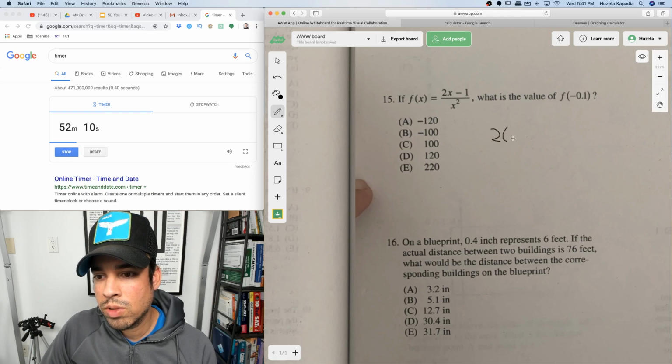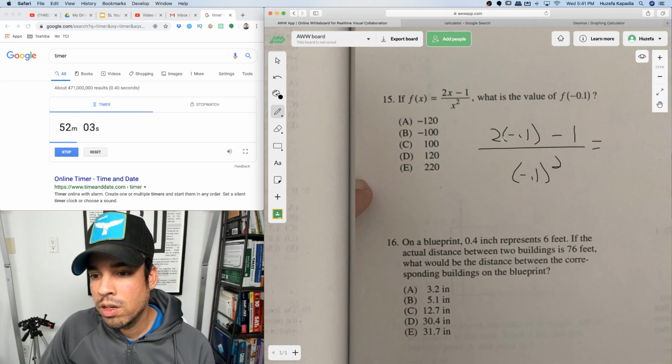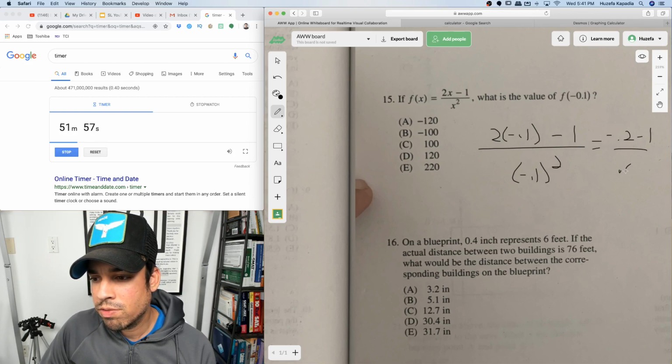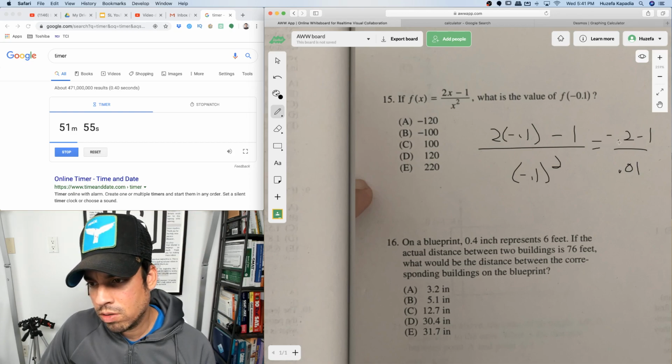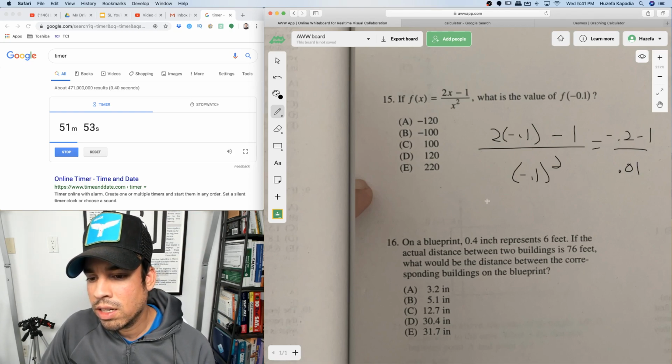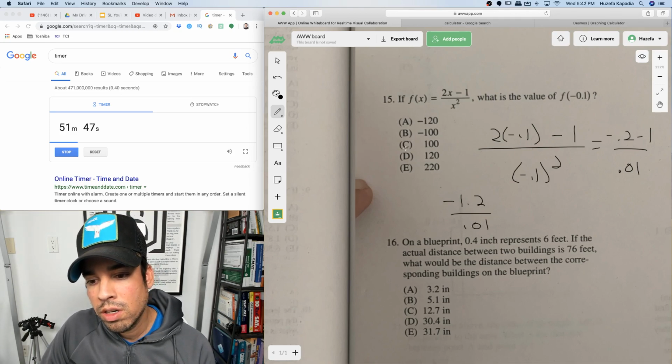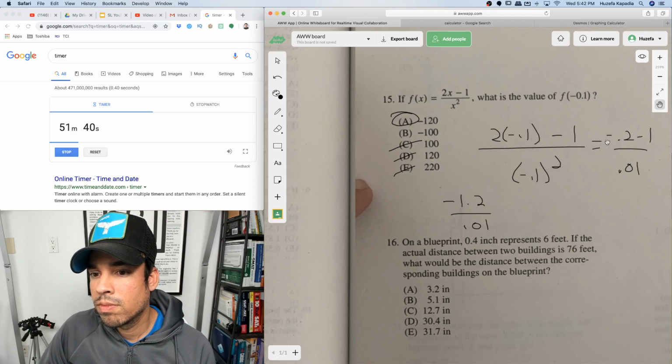So it's 2 times negative 0.1 minus 1 over negative 0.1 squared. 2 times negative 0.1 is negative 0.2 minus 1 over that squared, which is positive 0.01. You can do this on a calculator. You don't need to do it in your head like that. Then it's negative 1.2 over 0.01. Dividing by 0.01 is like multiplying by 100. It's obviously negative, and so it's negative 120. That's it.